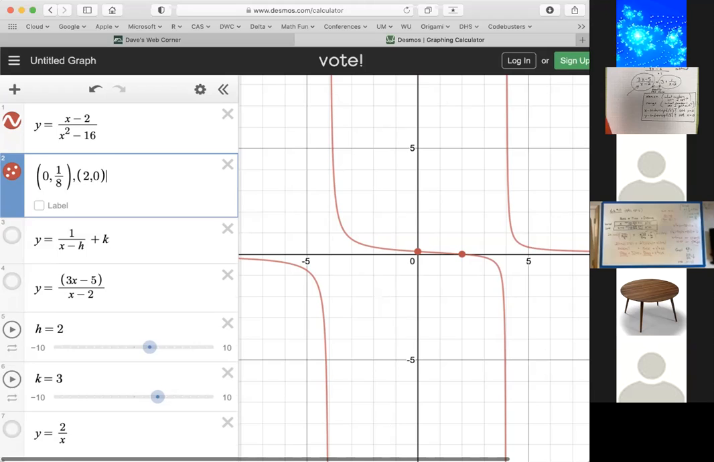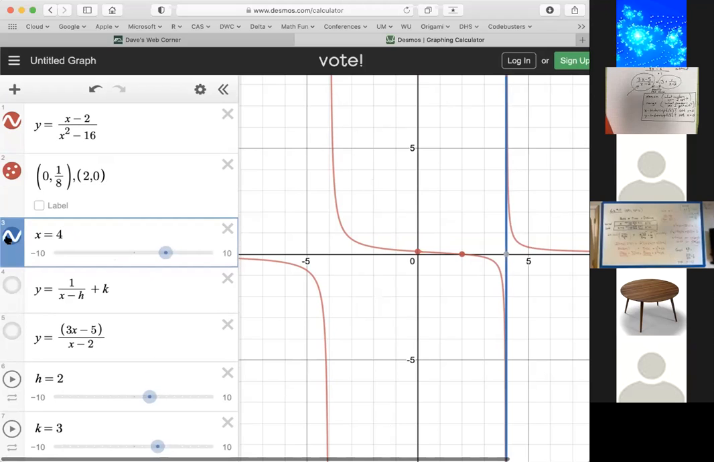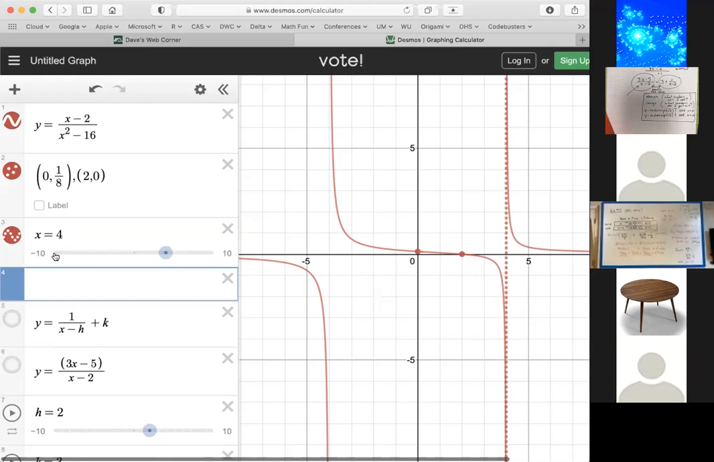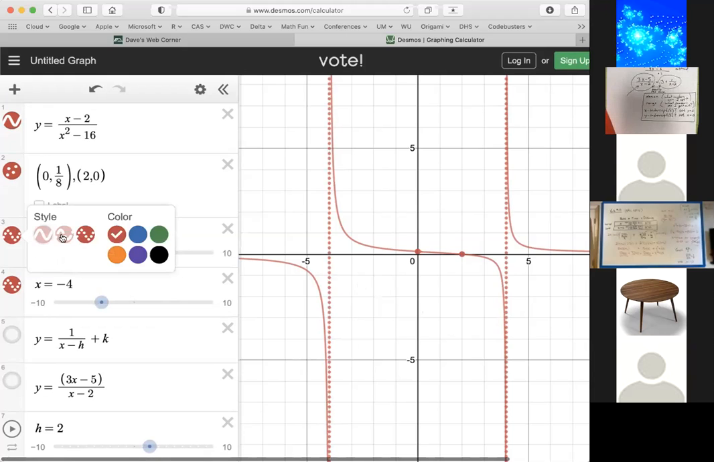I could decorate this a little more if I added these dotted walls that I can't touch. Let me try and do that. At x equals 4, let's make a dotted red wall that I'm not going to touch. And how about x equals -4? Let's make a dotted red wall that I'm not going to touch. Well, some people like dashes better.